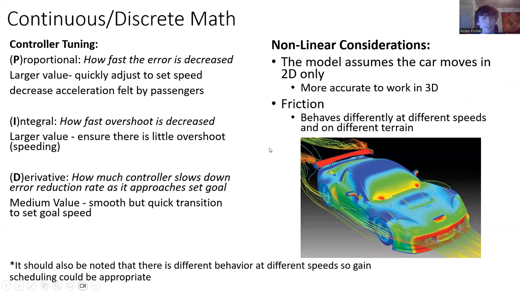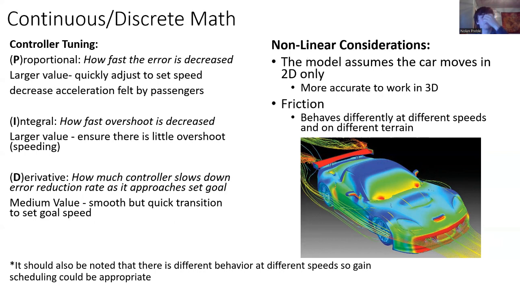The continuous math, as far as controller tuning goes: I used PID in MATLAB and Simulink. I toggled with the different values to get the ideal response, which ideally for the proportional aspect, I want a larger value so we can quickly adjust to the set speed to maintain what we're looking for. I want good integral too, to make sure that there's no overshoot, so we're not breaking the law.